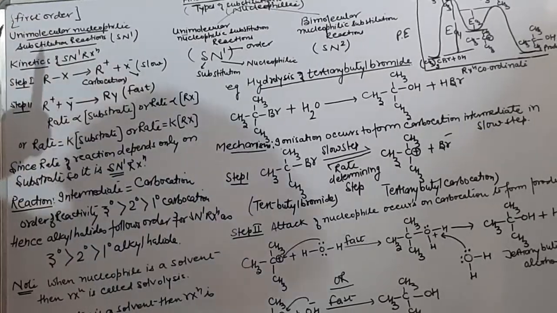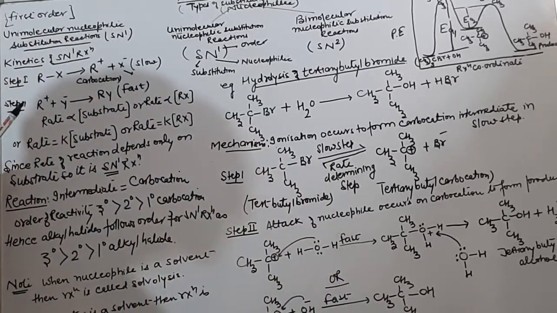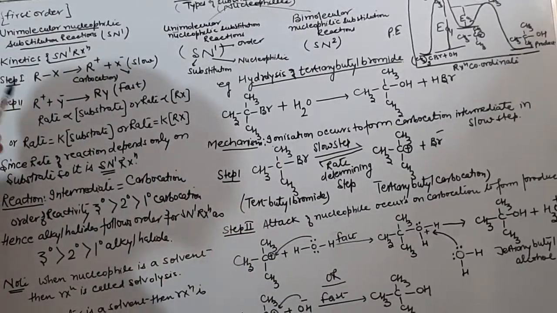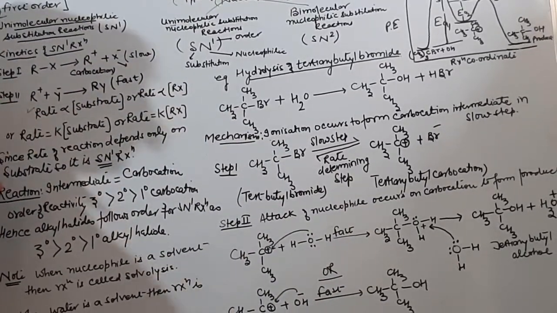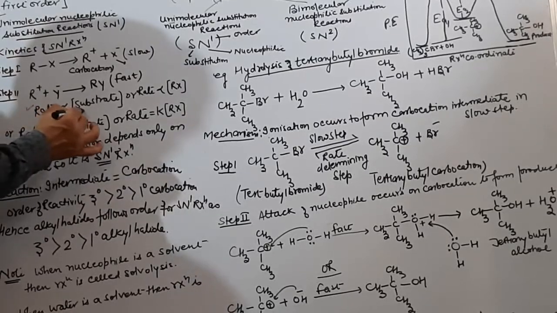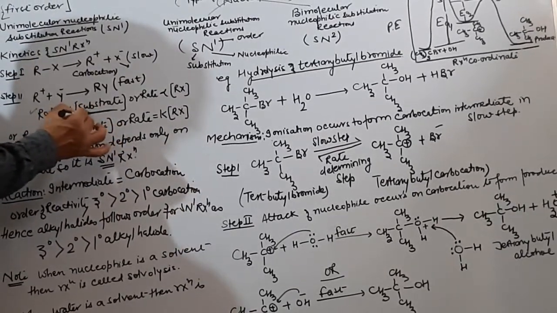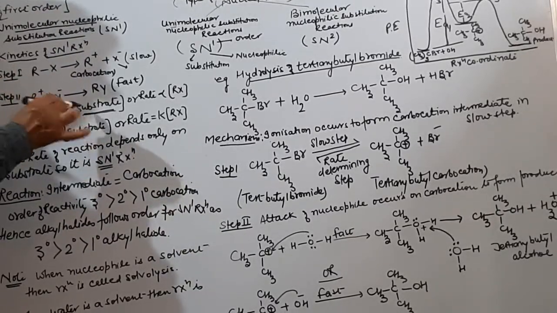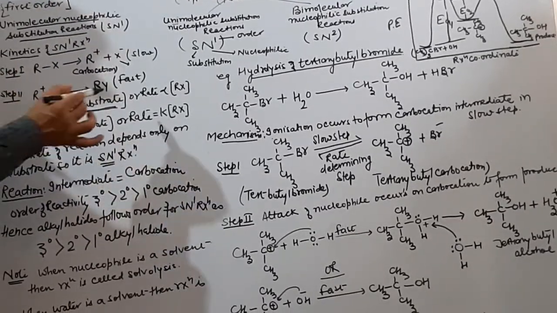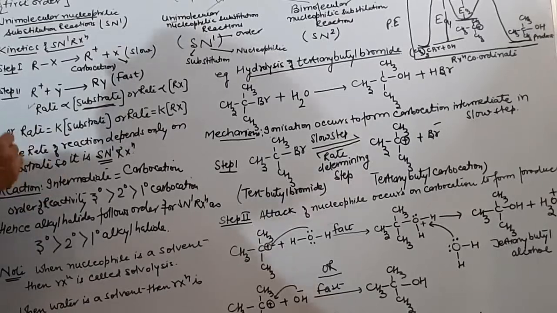Now, why do we call these reactions first order nucleophilic substitution reactions? Because the rate of this reaction depends only on the substrate. That is why it is unimolecular, because it depends on the molecule of a substrate only over here.